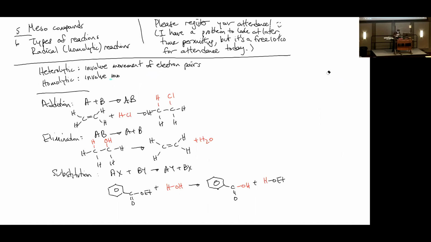And the first thing to become aware of, actually I should not have erased those words, is that for a heterolytic process, we use these normal arrows, right? Where the electron pairs start where the arrow starts and end where the arrow ends.